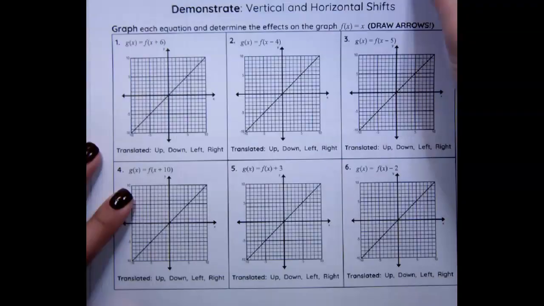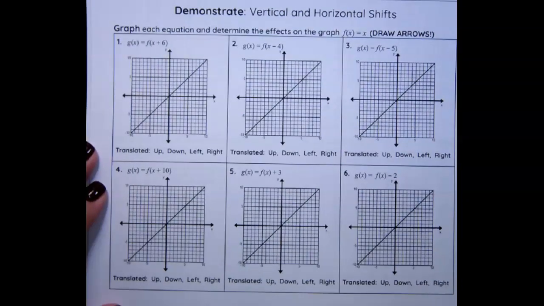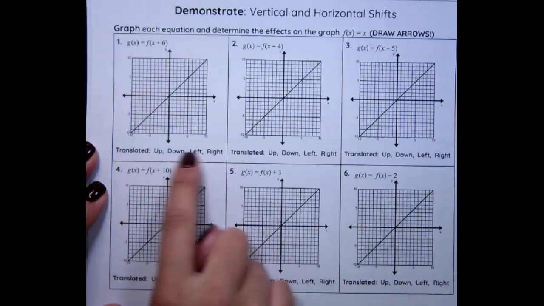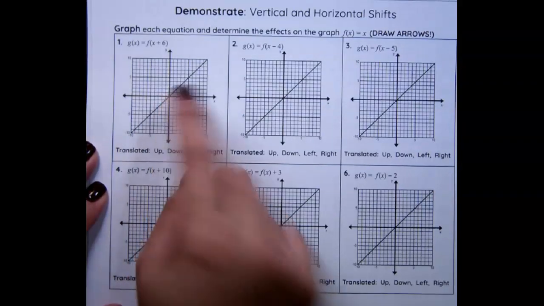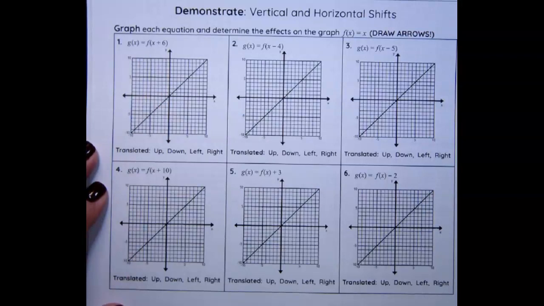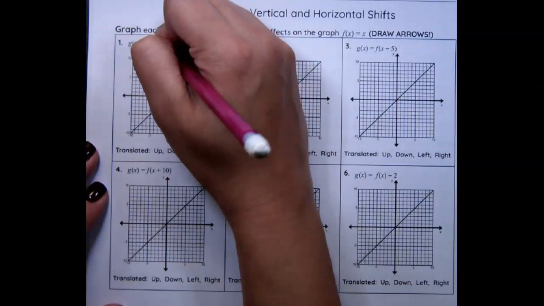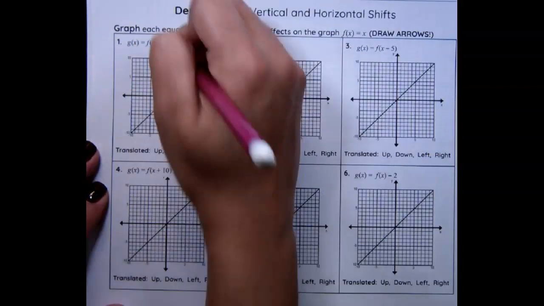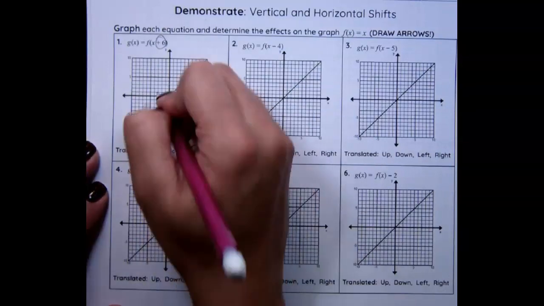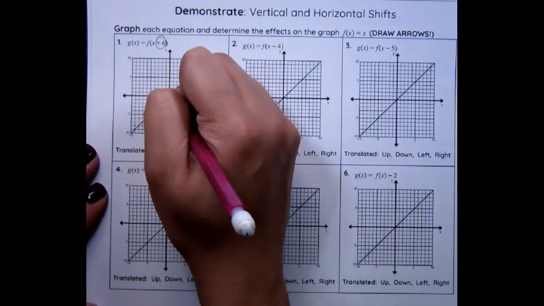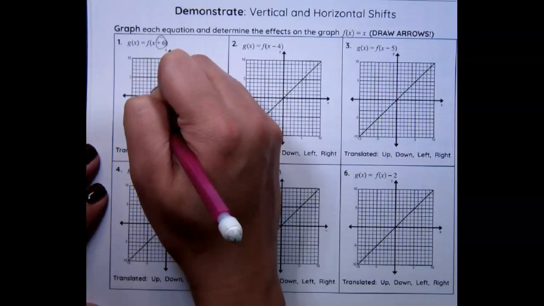On your practice, you must circle what kind of transformation it was and graph it. So, if not, your teacher is not going to give you credit. I know I'm not. Plus 6 means a shift left. So I move my y-intercept to the left 6 spaces.